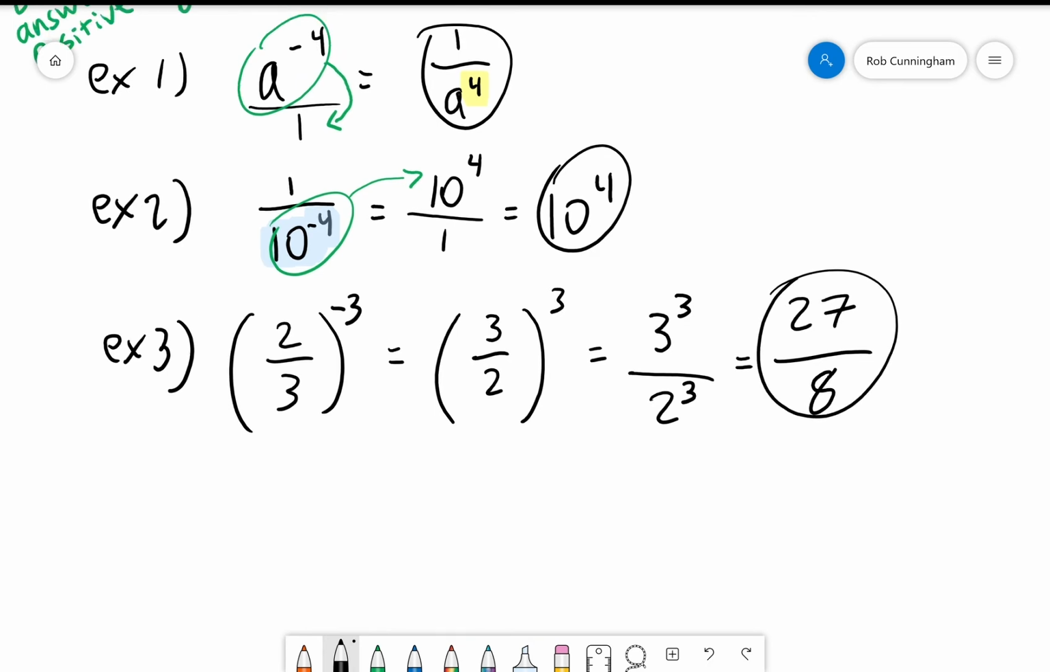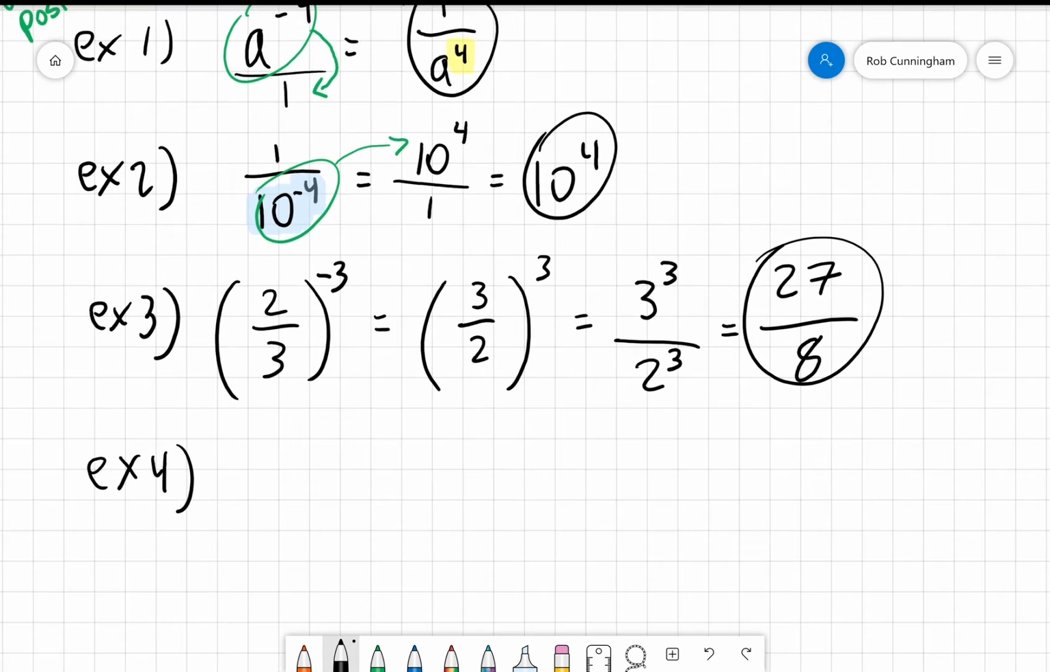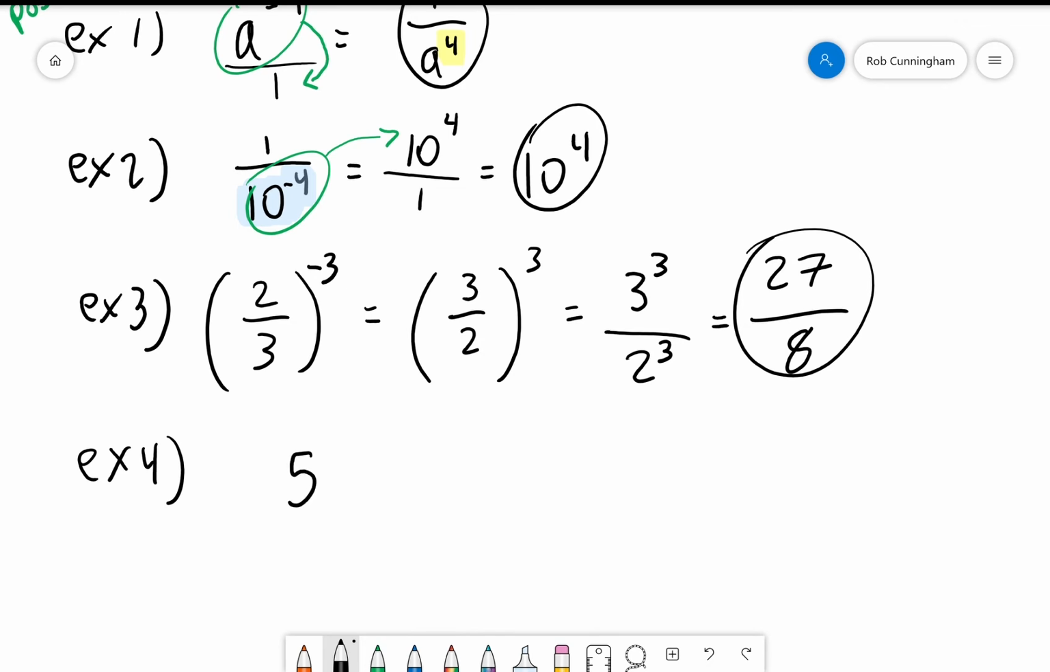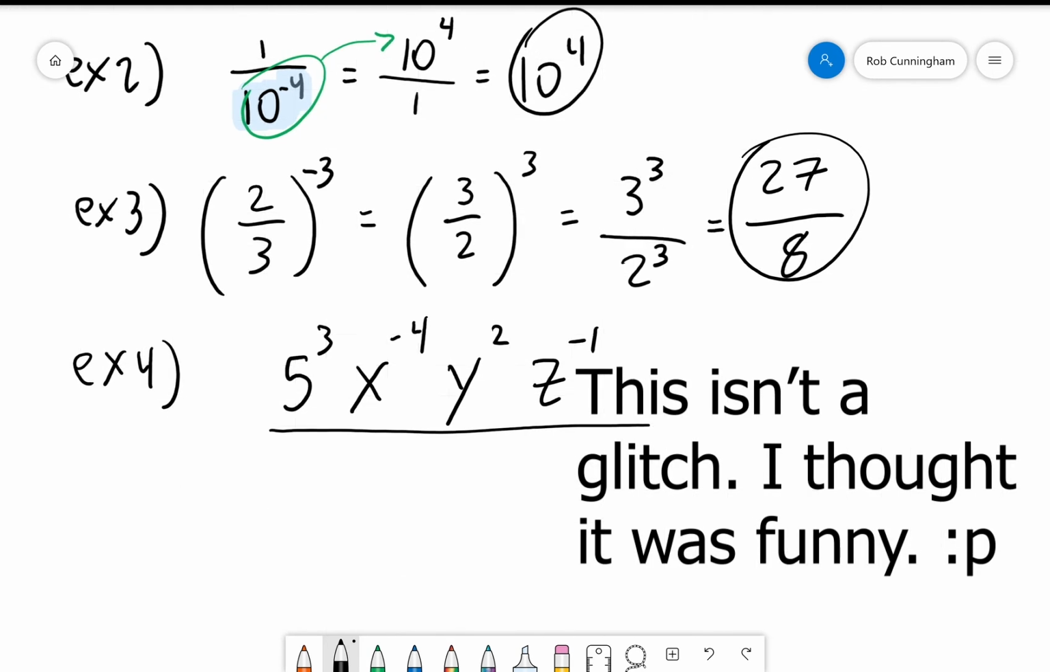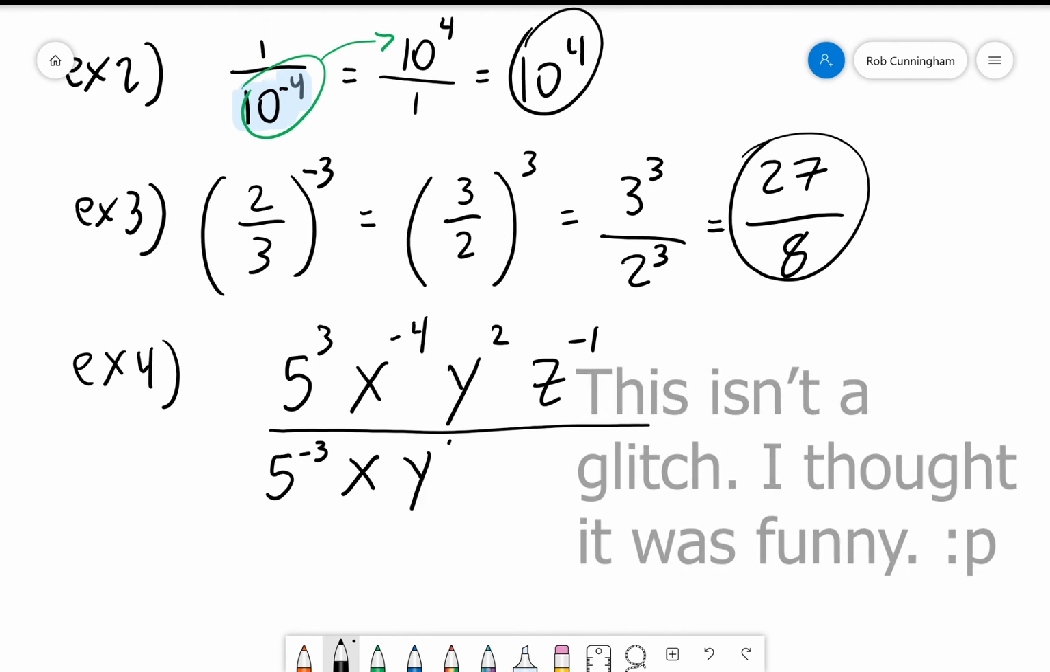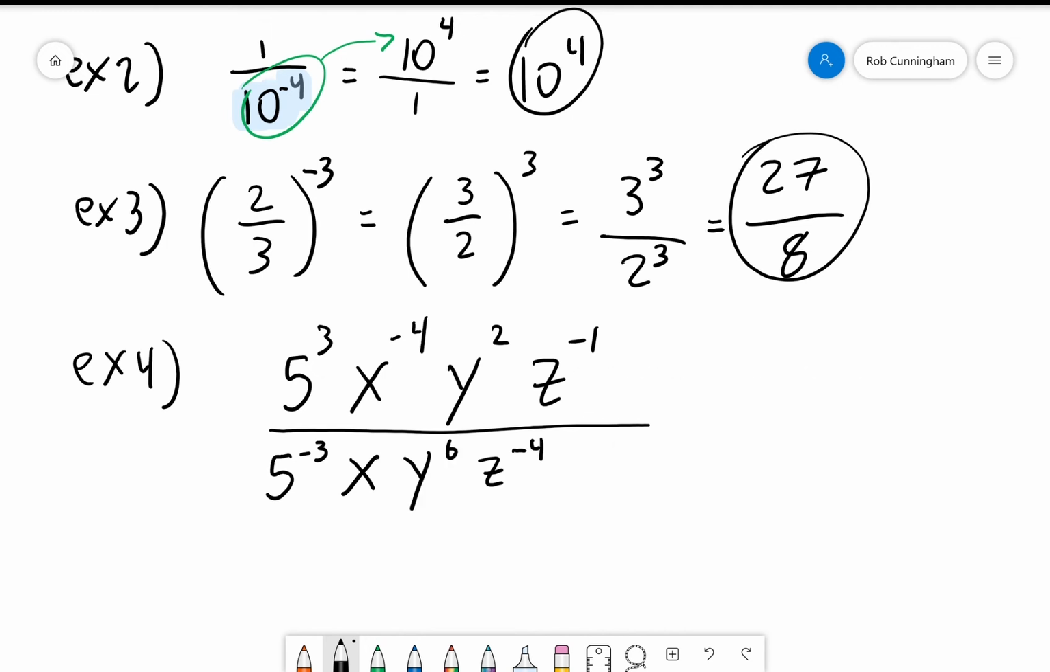Let's try one that's going to look really, really weird at first. Let's do something super duper complicated, like 5 to the 3rd x to the negative 4 y to the 2 z to the negative 1, all divided by, I don't know, 5 to the negative 3, x, y to the 6, z to the negative 4. Something big and horrible looking like that. But again, this looks bad, but let's take it one teensy-weensy little step at a time, shall we?